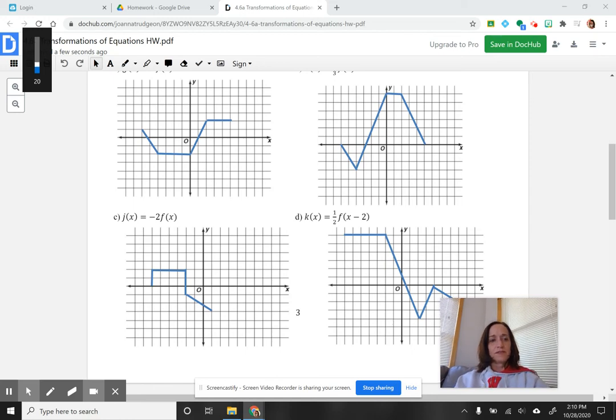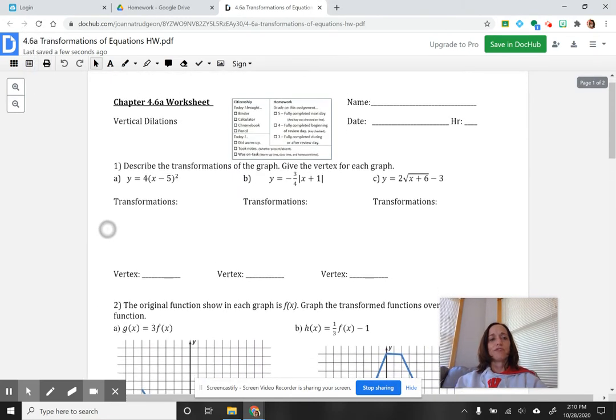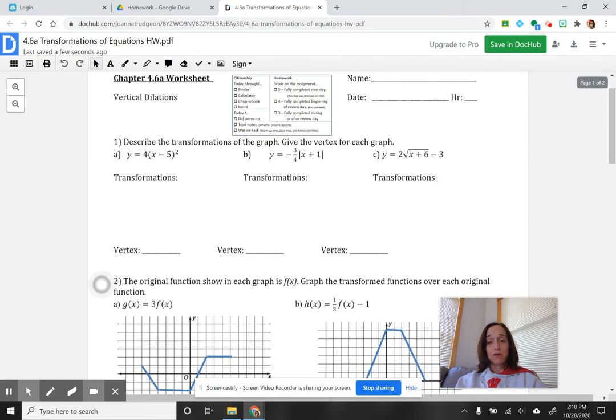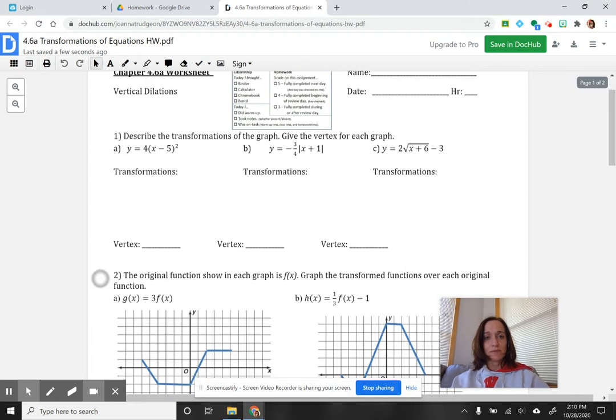Okay, so this is worksheet 4.6a, and I just wanted to go over some of the problems that I know students sometimes have questions about.